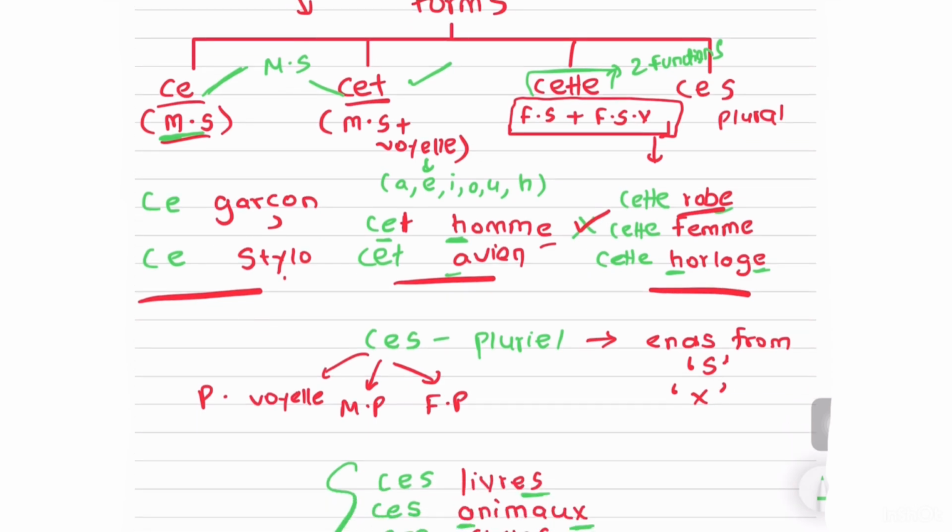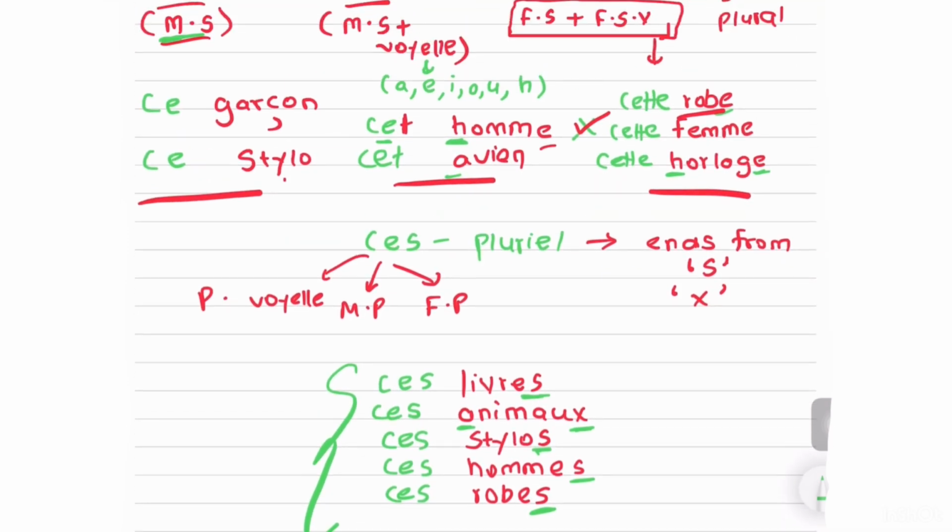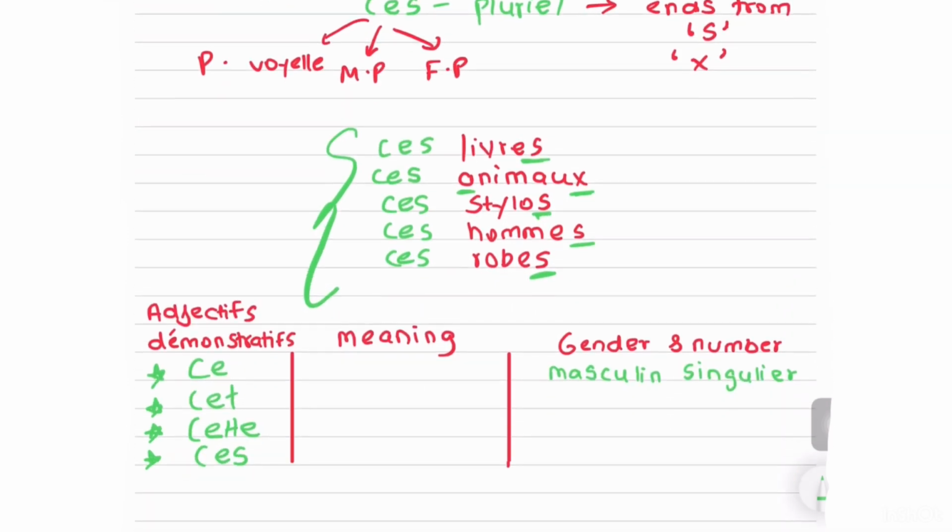Now, what does each one of these mean? We studied 4 forms, right? Now, what does each one of them mean? These are my adjectifs démonstratifs that I have in French. There are 4 of them. CE is used for masculine singulier objects. Like here we saw them, garçon, stylo, a boy, a pen.